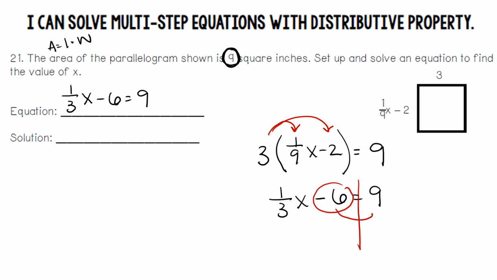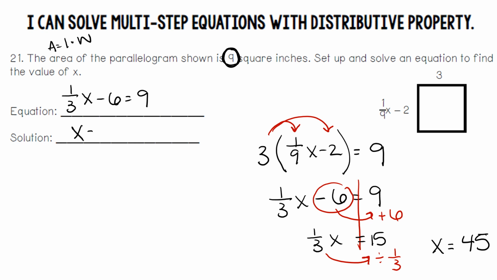Instead of minus 6, we do the opposite. We do plus 6. 9 plus 6 gives us 15. The 1/3 x stays the same for now because we did not use that piece yet. And our last step is to divide. The 1/3 and the x side by side means multiply. We do the opposite, we divide. 15 divided by 1/3 gives us an answer of 45. So our solution is x equals 45.